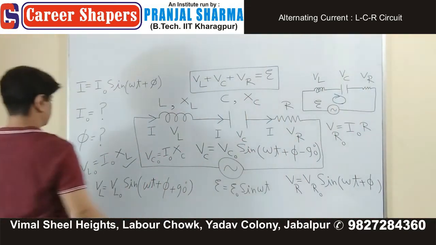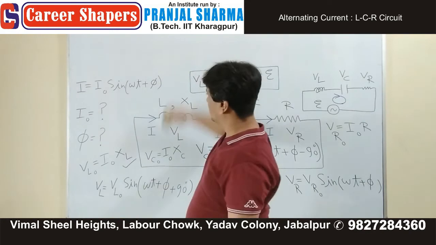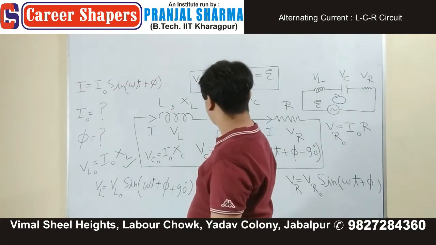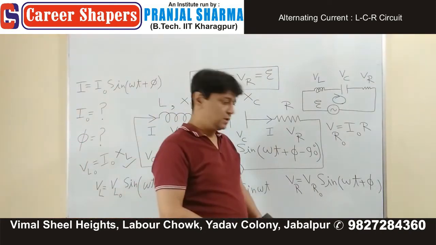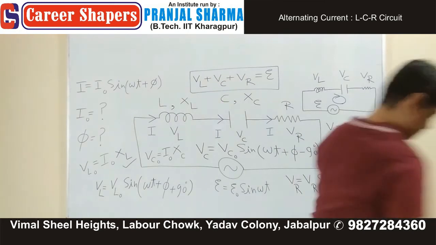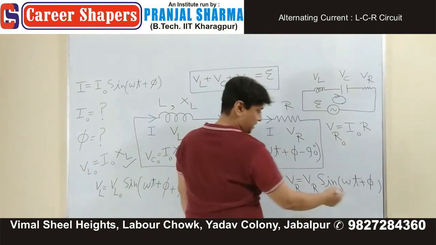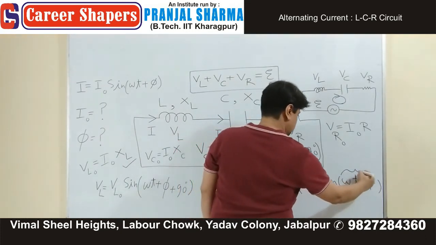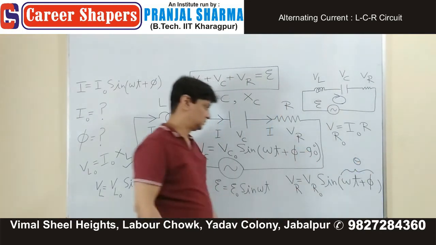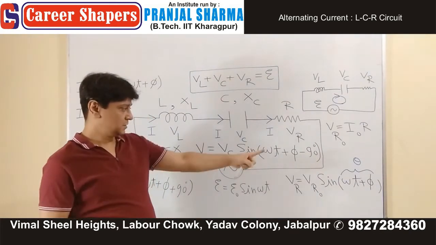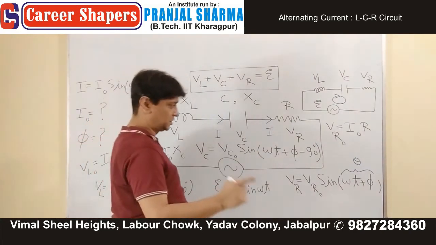Now, just remember these things, everything. And I'm erasing this part. And before I do that, let's use a shortcut for representation purpose. Let's call this omega t plus phi, let's call it theta. It will save us a lot of time. This is theta.